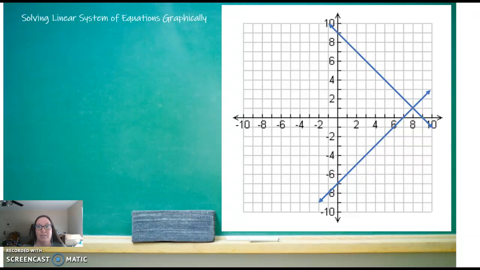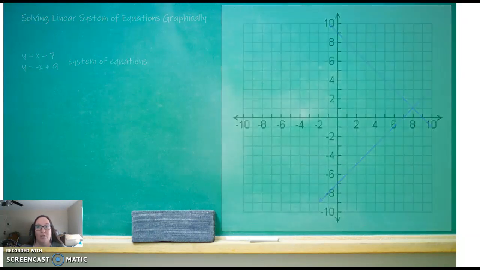So today's lesson is going to be solving linear systems of equations graphically. So we know if we have two lines, right? These are two separate lines, the two lines we just found, right? Okay, so together, this is called a system of equations. And so you're going to write down your definition.